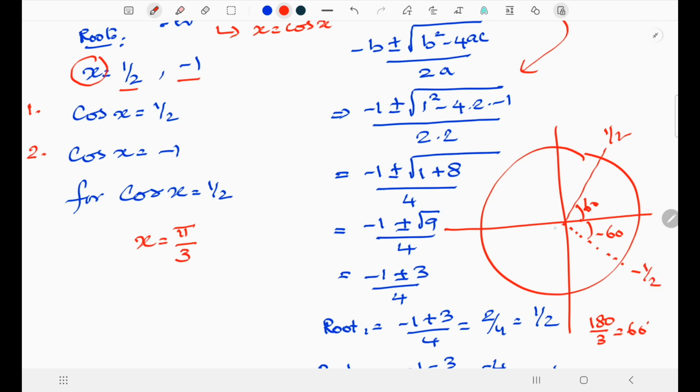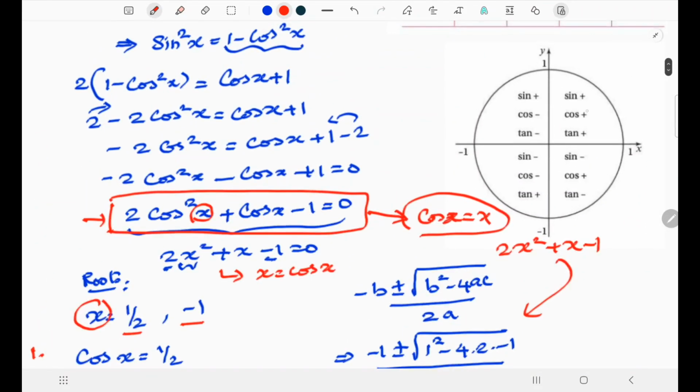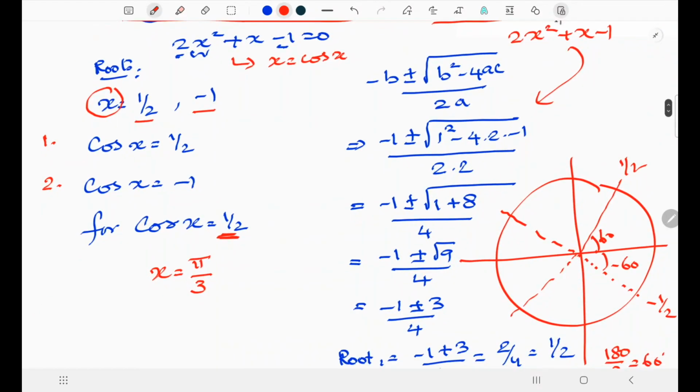You may have the question, why can't it be here and why can't it be here? See here, this is 1 by 2. So where, in which quadrant, will cos be positive? In the first quadrant cos is positive and in the fourth quadrant cos is positive. In the second quadrant cos is negative and in the third quadrant cos is negative. So when cos is positive, which is in the first quadrant, 60 degree cos will be positive, that is positive 1 by 2. Similarly, minus 60 degree cos will be positive, so it will again have the same value 1 by 2.